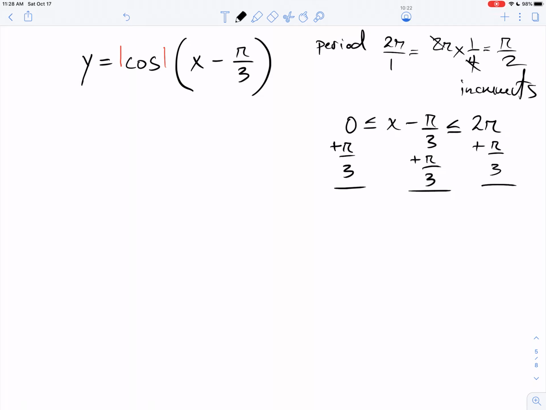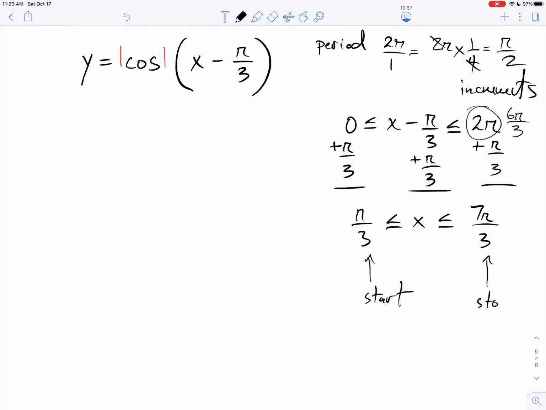Then 0 plus pi thirds, I get pi thirds. My graph is going to be between positive pi thirds and, now here's the thing, if you're adding 2 pi plus pi thirds, etc., they're going to always work in improper, so I'm just going to show you, they might just change this to 6 pi thirds, right? So it's got a common denominator, and then you go 6 pi thirds plus a pi third, that would be 7 pi thirds. So what am I talking about? There's my start, and there is my stop.